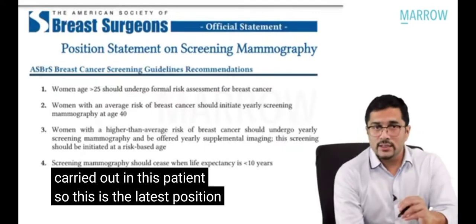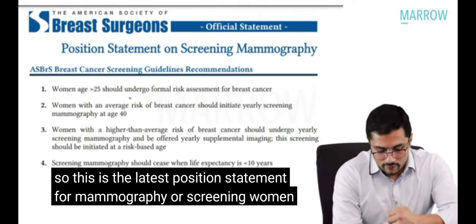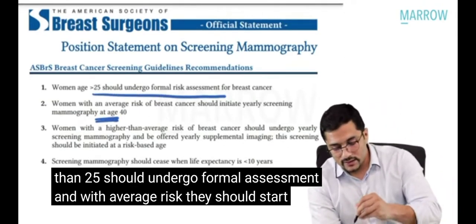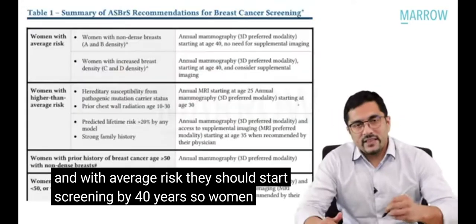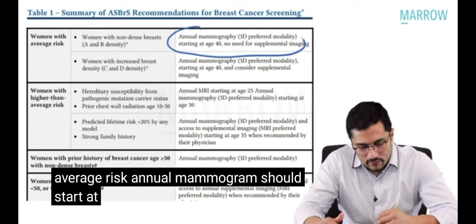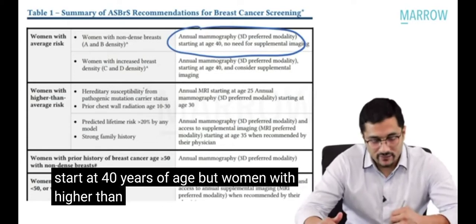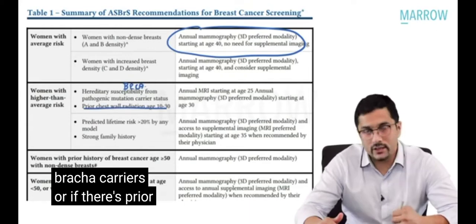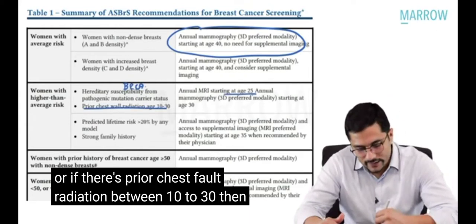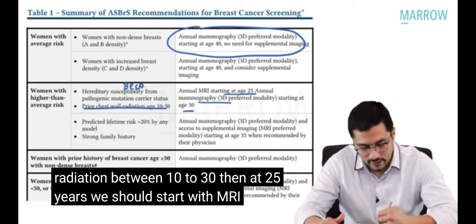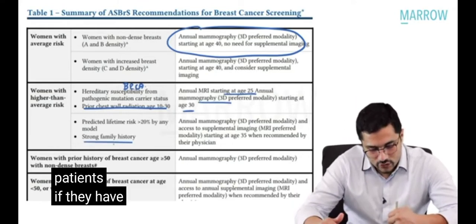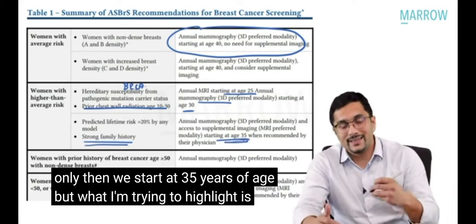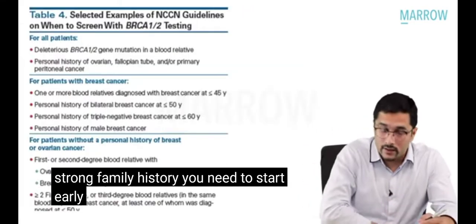So, this is the latest position statement for mammography screening. Women more than 25 should undergo formal assessment, and with average risk they should start screening by 40 years. So, women with average risk, annual mammogram should start at 40 years of age, but women with higher than average risk, as you can see, BRCA carriers, or if there is prior chest wall radiation between 10 to 30, then at 25 years we should start with MRI in these patients. If they have a strong family history only, then we start at 35 years of age. But what I am trying to highlight is that with strong family history you need to start early.